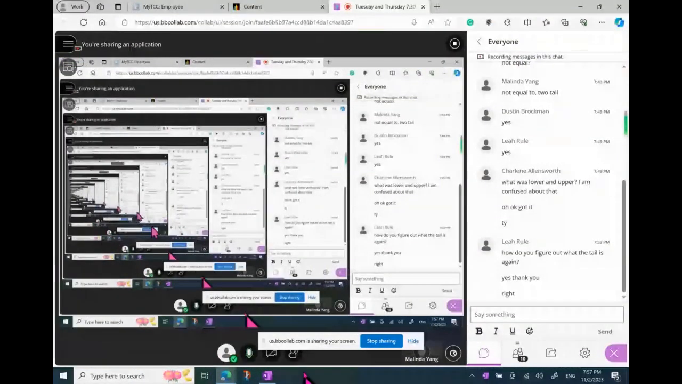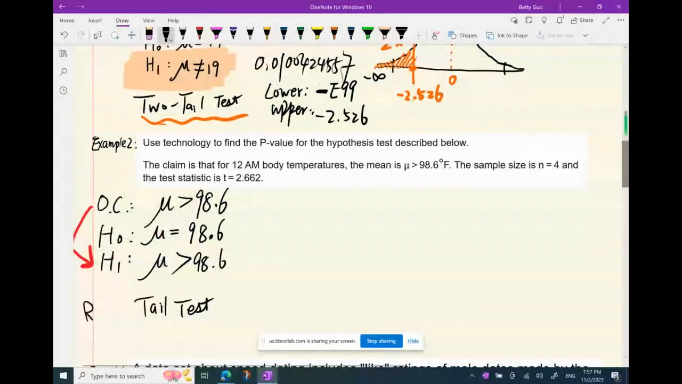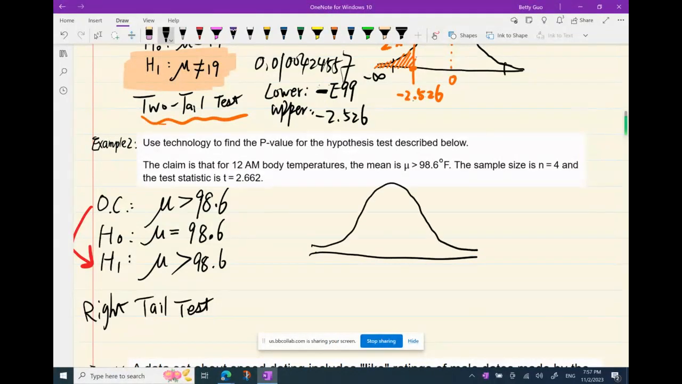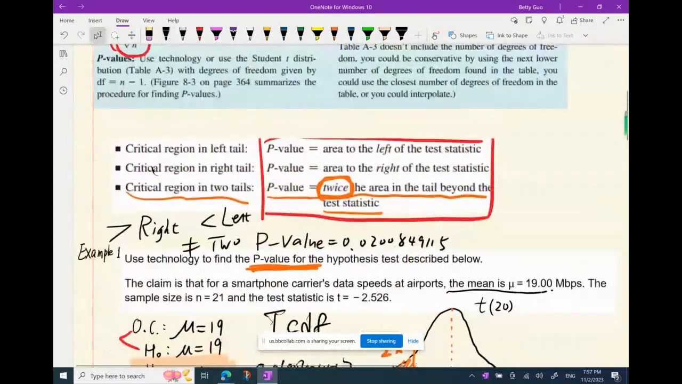Yeah, exactly. Thank you, Leah. Right tail test. So here we're going to have a right tail t-test. T-distribution, T-curve, very similar to the Z-curve, centered at 0. Since we have a right tail test, for a right tail test, the p-value is going to be the area to the right of the test statistic.